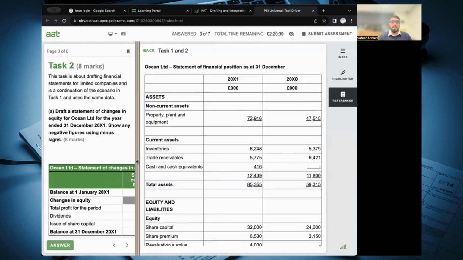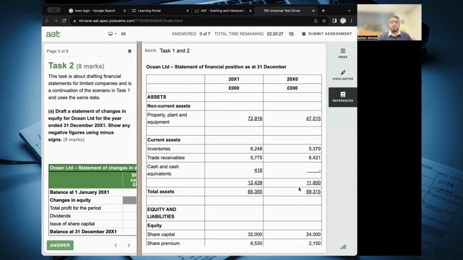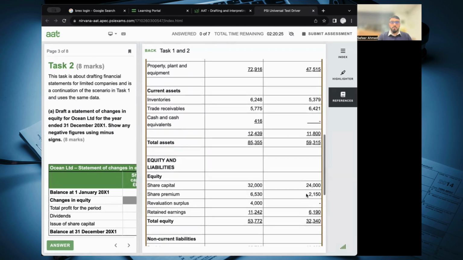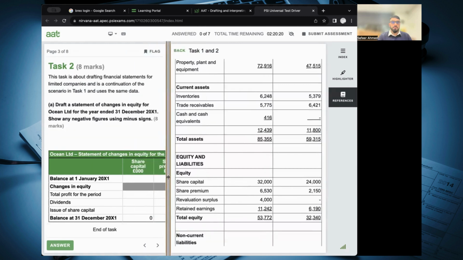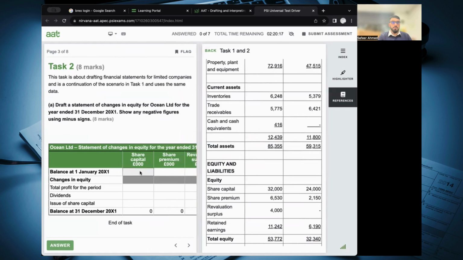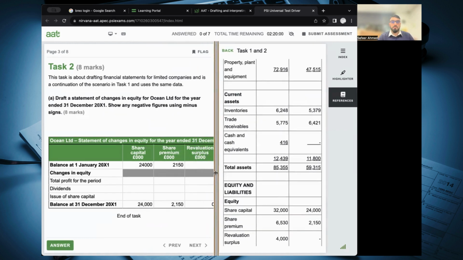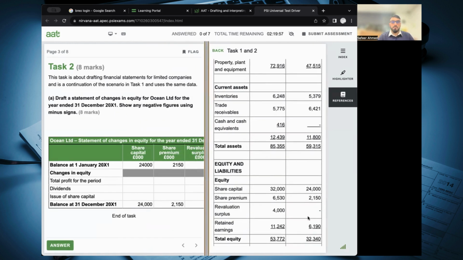So if you look at the share capital of last year, if I scroll down a little bit, you can see the last year share capital was 24,000. Remember 3 zeros at the top they're giving you. So this will be 24,000. And then they've also given you the share premium value of the last year, which is 2150. And revaluation surplus. Now you can see the revaluation surplus last year was nil, 0.